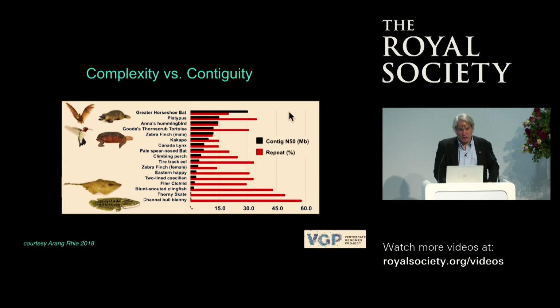On the other hand, the story's still not over, because for some of these genomes, the red bar is how repetitive it is, how many of these repeats it has, and the black bar is how big were the contigs. You can see that there are still things out there that are repetitive enough that, even with this data, we're still not doing very well. Okay, but for most things, we're doing a great job.